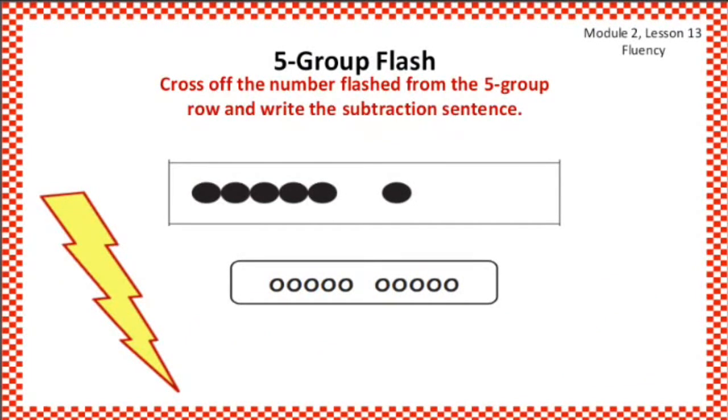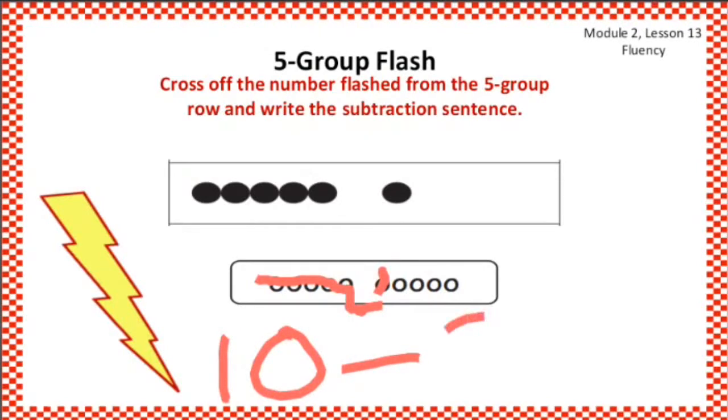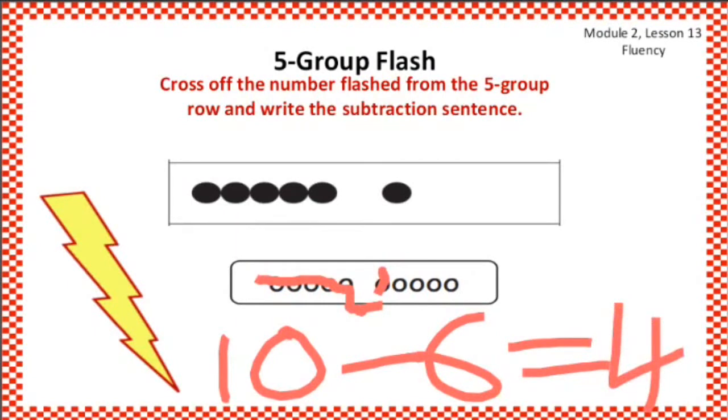Now let's look at the next. We have 6 dots. Now we want to cross out 6 from our 5 group row. So let's cross out 1, 2, 3, 4, 5 and 6. Very good. So how many is left? 1, 2, 3, 4. Very good. So that means 10 minus, I crossed out 6, 6 equals to 4. Don't forget I have 10 circles in my 5 group row. So I have 10 minus 6 equals to 4.